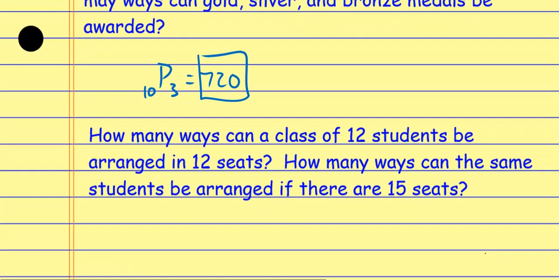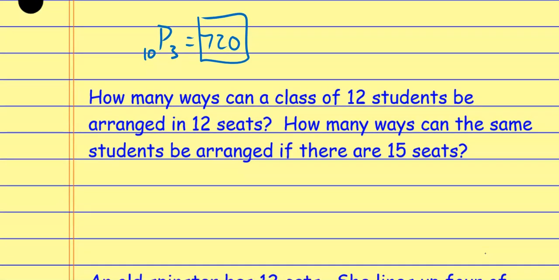If I look at the next one, once again, how many ways can a class of 12 students be arranged in 12 seats? The giveaway here for order mattering is this word arranged. And look for those key words. Arranged literally means to put things in order. So if it says, I want to arrange these things, I want to put these things in different order, well, that means automatically that order matters, okay?